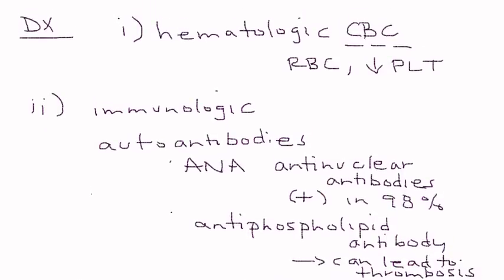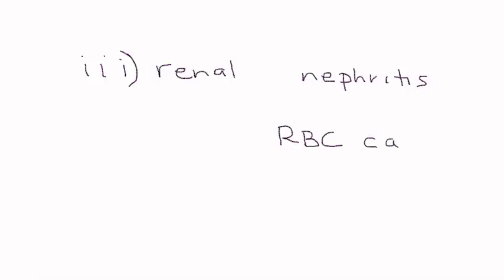And finally, the third category of tests involve renal tests. And remember, I had just mentioned that nephritis can happen in lupus patients. So the type of tests you would do are RBC casts. Those are very characteristic of nephritis. And also a simple urine analysis will be helpful.